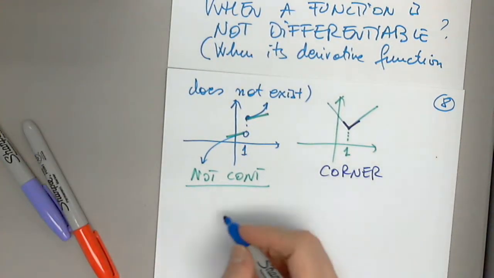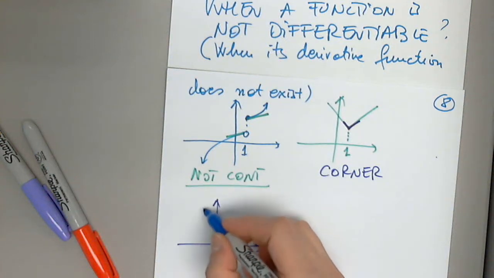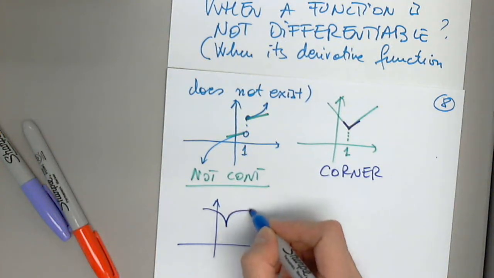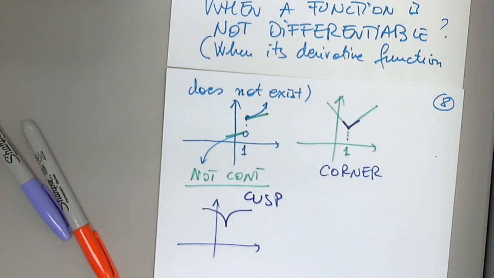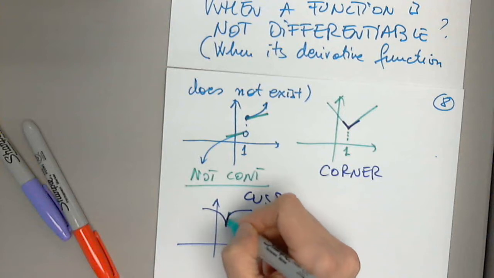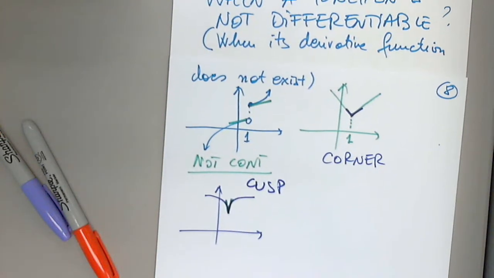Another very similar situation is a cusp. Imagine between two teeth. Something like this. Cusp. A cusp is not differentiable. Two tangents, one here and one here. Which one is it?